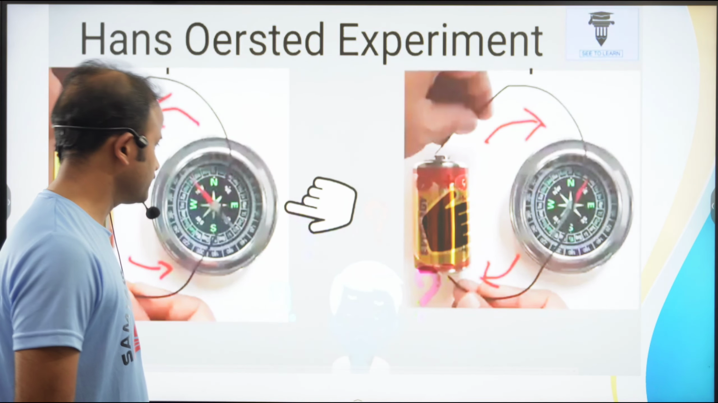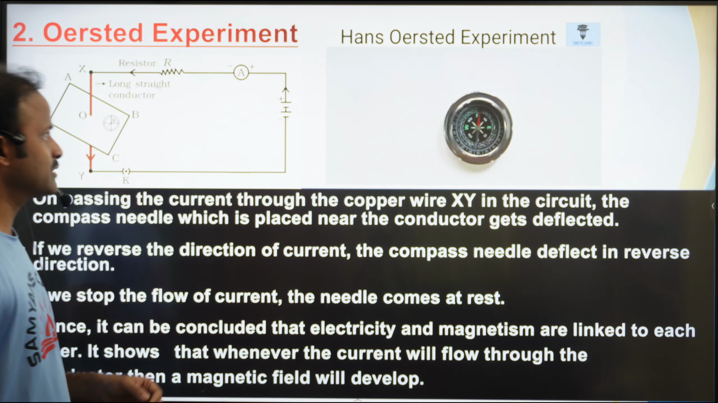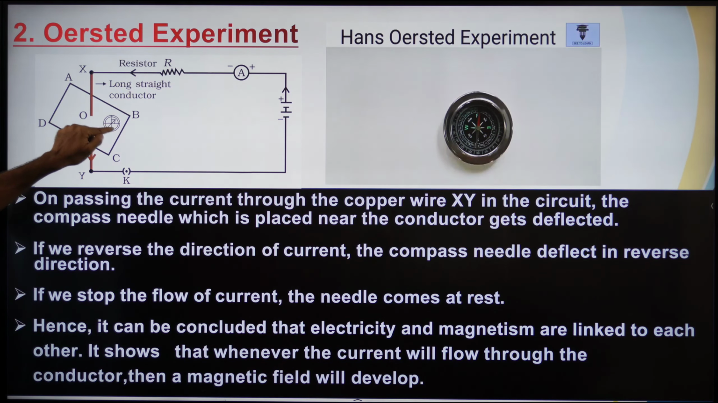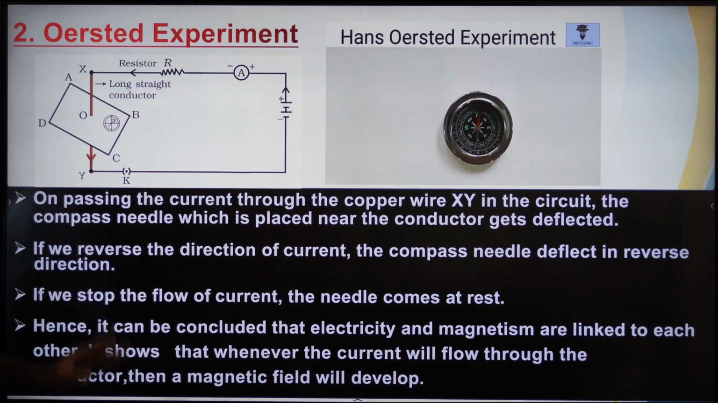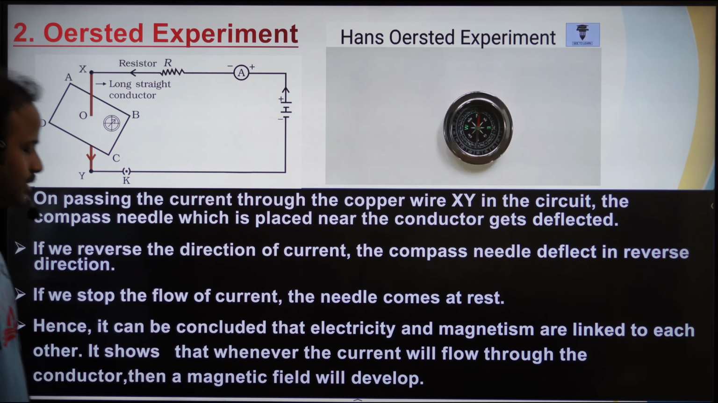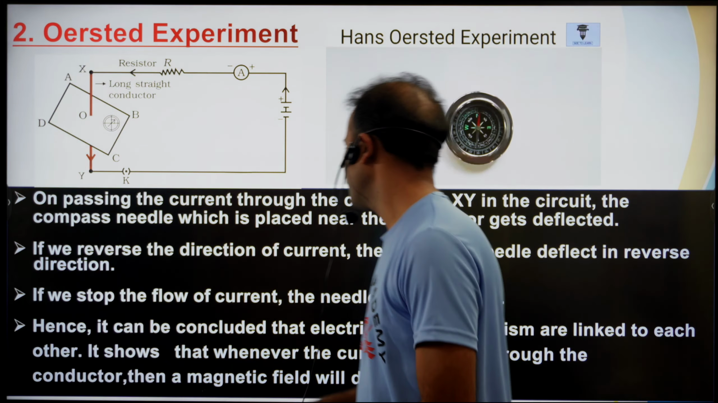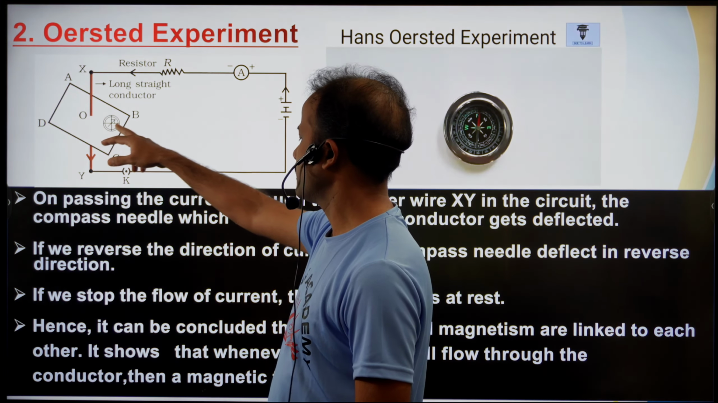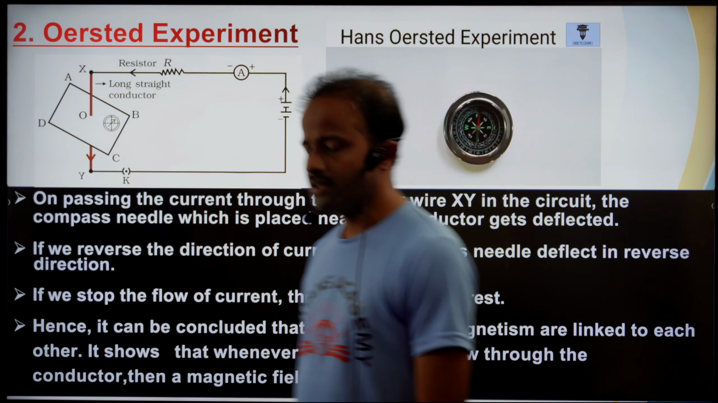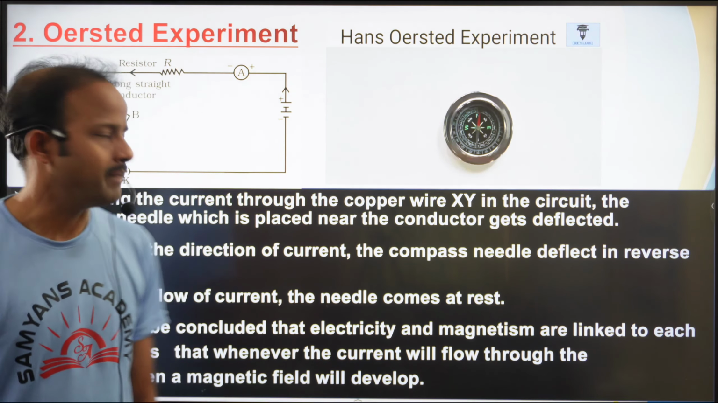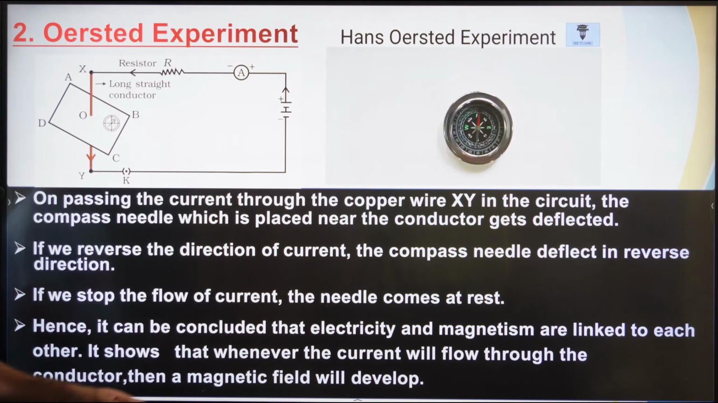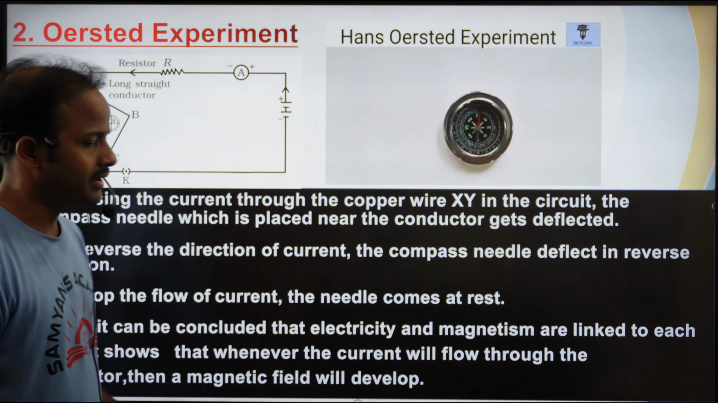Next, in Ørsted's experiment, on passing the current through the copper wire XY in this circuit, the compass needle which is placed near the conductor gets deflected. If you reverse the direction of the current, the compass needle deflects in the reverse direction. If we stop the flow of current, the needle comes to rest. Hence it can be concluded that electricity and magnetism are linked to each other. It shows that whenever current flows through a conductor, a magnetic field develops.